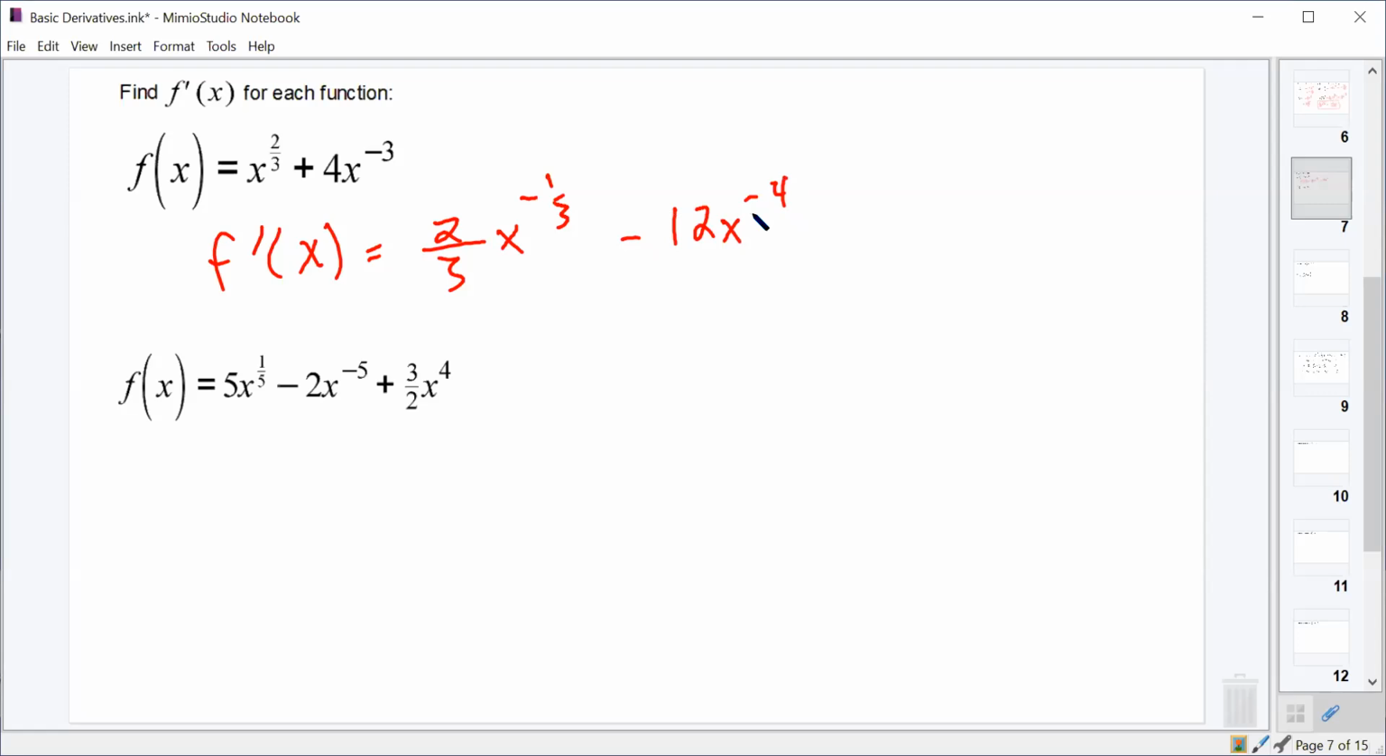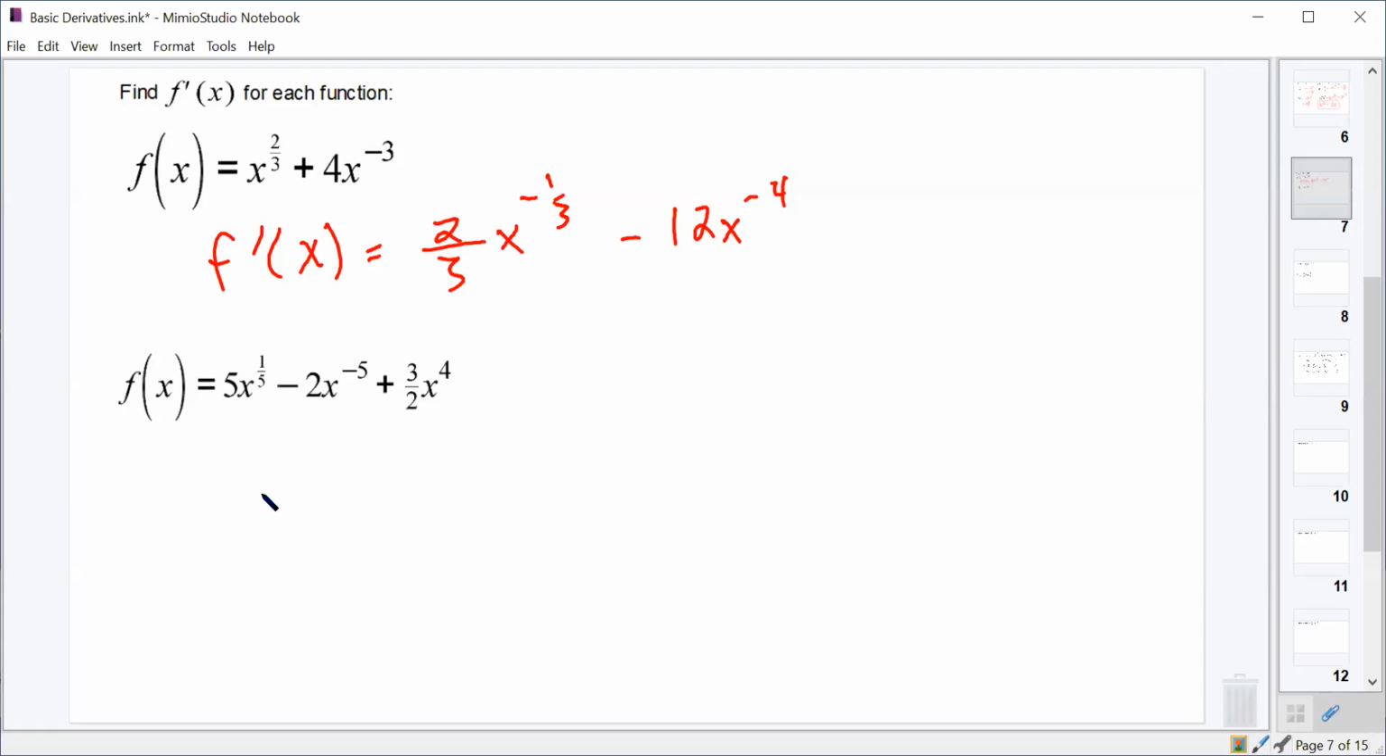Okay. If you want to rewrite this as 2 over 3 cube roots of x minus 12 over x to the fourth, that's fine. I'm just going to leave these like this for now. But make sure you know how to do that. Make sure that's a concept you can use with the negative exponents and turning your fractional exponents into roots. Because like I said before, sometimes you're going to need to for the context of the problem. But right now, not necessary.